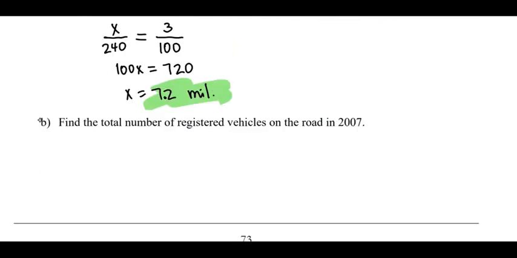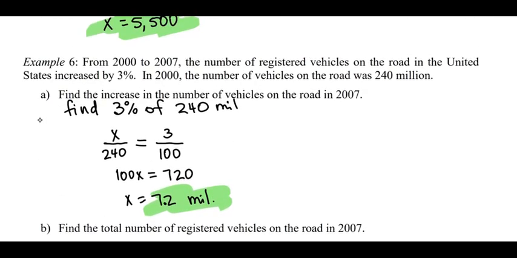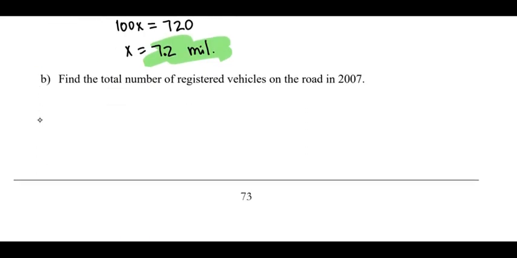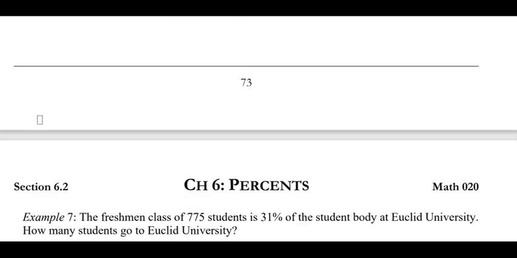Find the total number of registered vehicles on the road in 2007. Okay. So we had 240 million in 2000. We added 7.2 million. So we're going to do 240 plus 7.2. We'll have 247.2 million vehicles. So take what you started with, add what you increased by. You have 247.2 million vehicles.